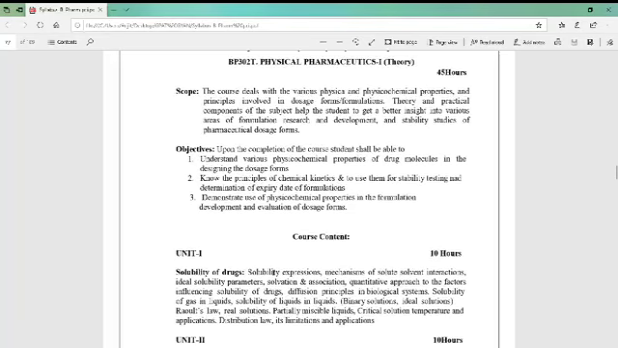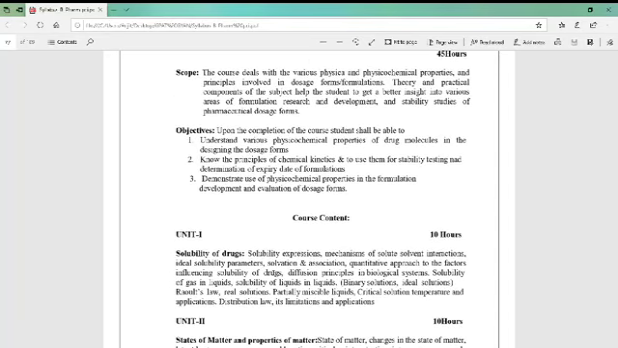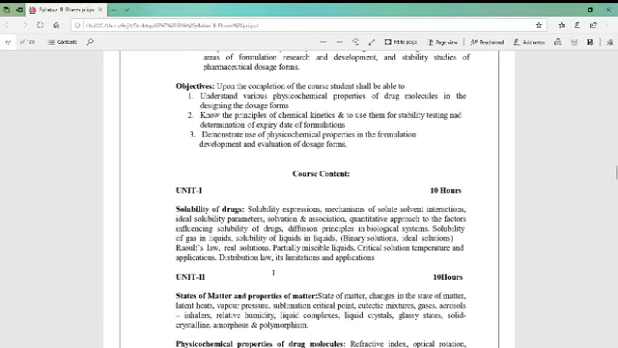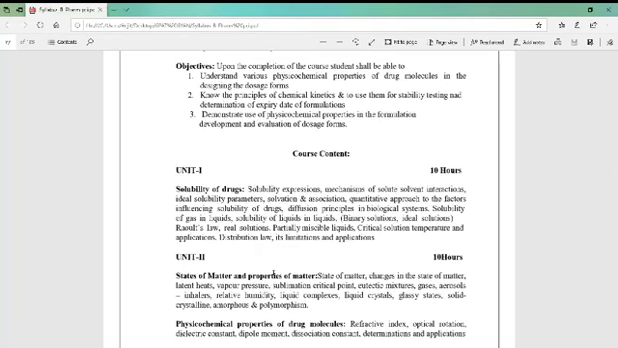So what are the units here? I'll give you a little idea regarding the units. The first unit is the solubility of drugs. Solubility of drugs is also a physicochemical property, because the solubility of a particular drug in different solvents is different. We have to know how much the drug is soluble in that specific solvent. That is very essential. Different laws are also discussed here, like Raoult's law, binary solution, ideal solution.